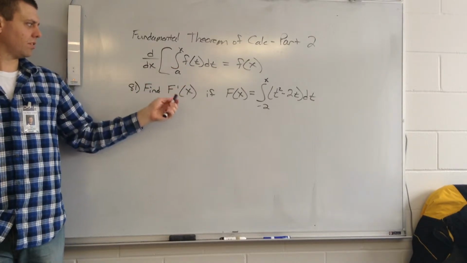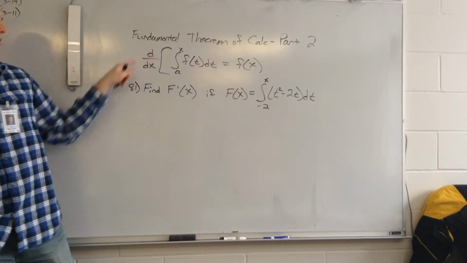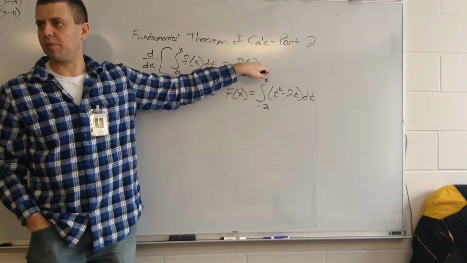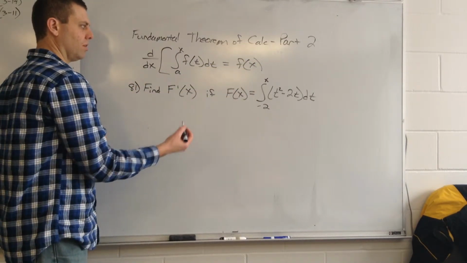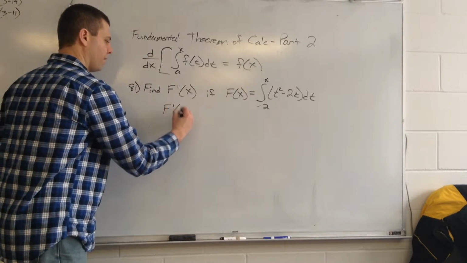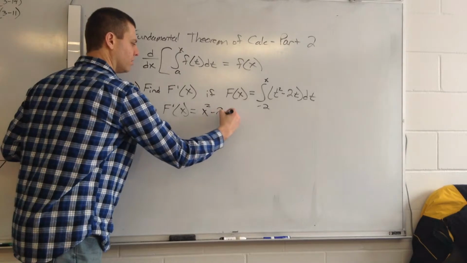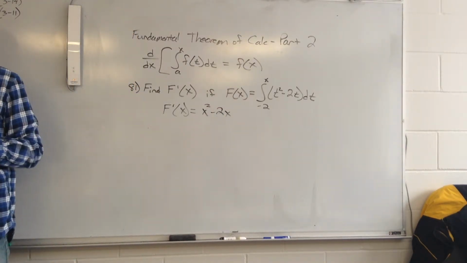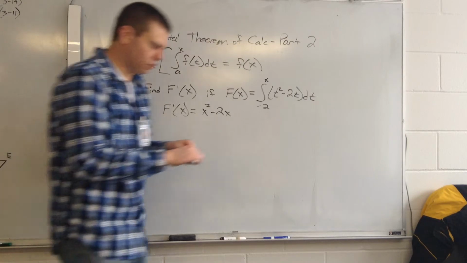Basically, your answer, because they want you to find the derivative of this, which the fundamental theorem of calculus is saying the derivative of this is just the function with respect to x. So my answer is simply going to be f prime of x is equal to x squared minus 2x. That's it. And that wasn't right. I'll show you why.